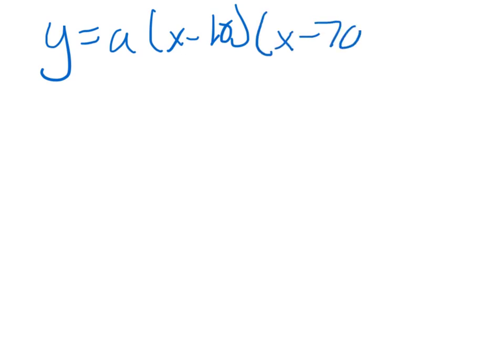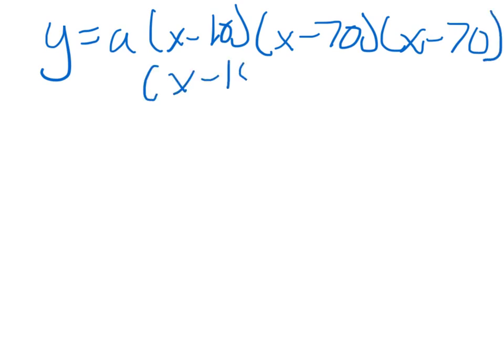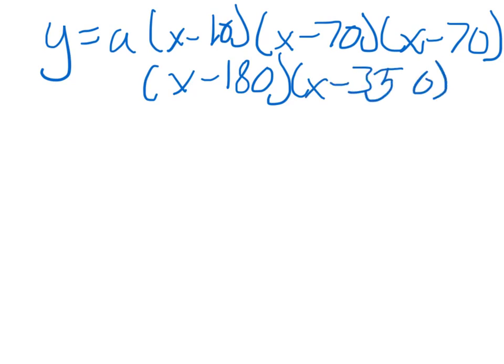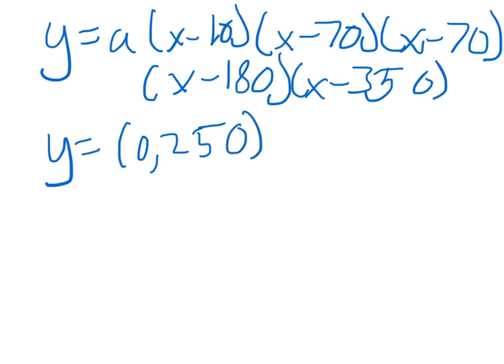Now that we have our points of intersection, we want to find the a value that will allow the roller coaster to begin at 250 feet. So we're going to start our equation as y equals a times our points. We're going to plug in the point that we want, the y to be at 0 and the 250. So that will start our roller coaster at 250 feet up.